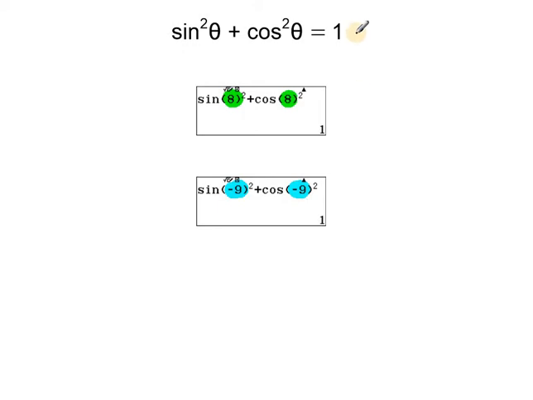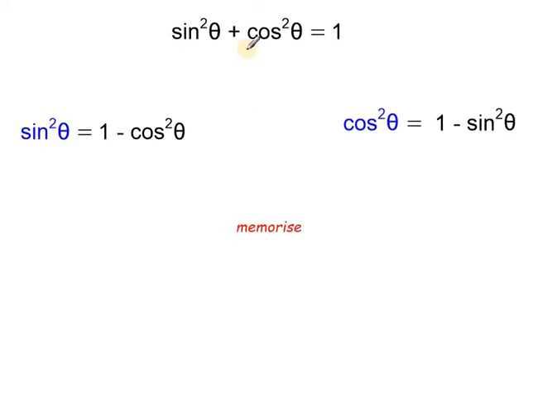And just to test this identity, I've tried it with 8 degrees and the answer is 1. I've tried it with minus 9 degrees and the answer is still 1. Some very useful rearrangements of this identity include sine squared theta is 1 minus cos squared theta, and cos squared theta equals 1 minus sine squared theta. You should memorize all three of these.